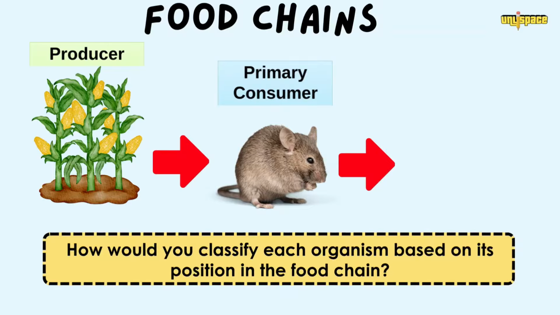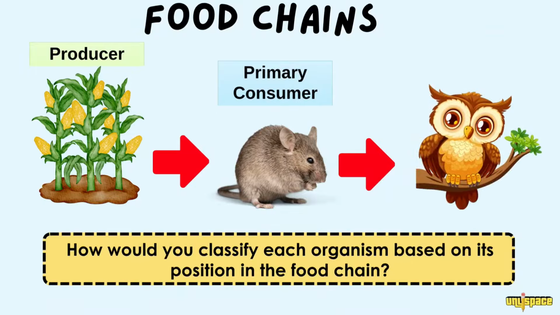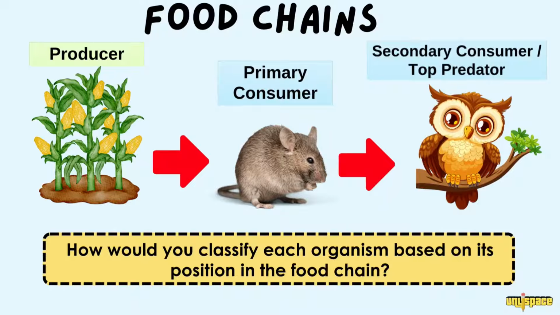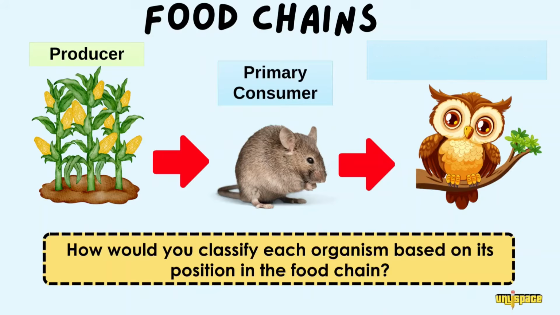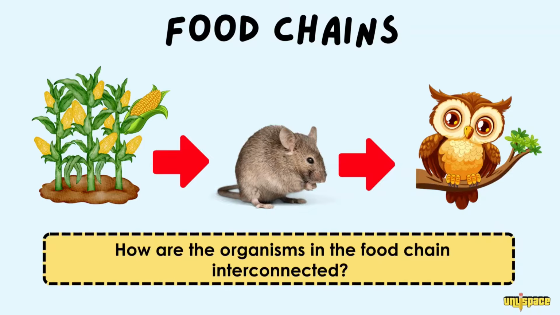And lastly, we have the owl. The owl is a secondary consumer or a top predator. It eats the rat, and no other animal in this food chain eats the owl. How are the organisms in the food chain interconnected?